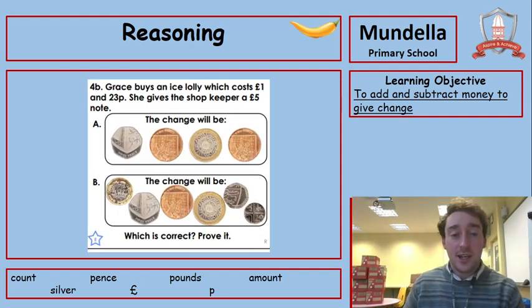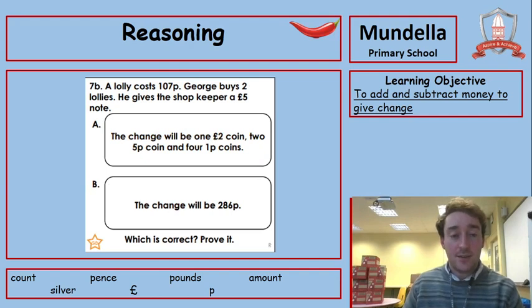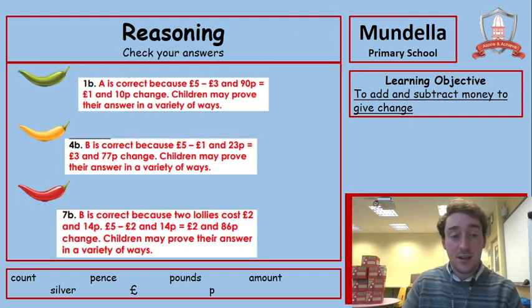For the yellow chili question, here is your reasoning question. And for the red chili question, here is the reasoning. Unpause when you're ready to check your answers for each one. And here are the answers in 3, 2, 1.